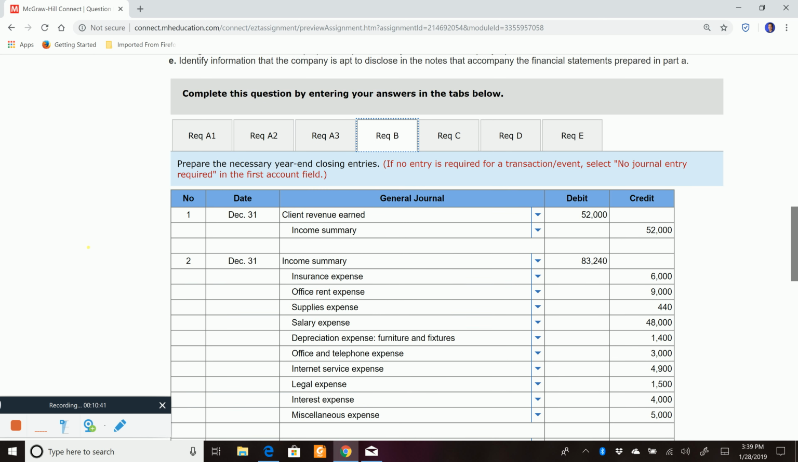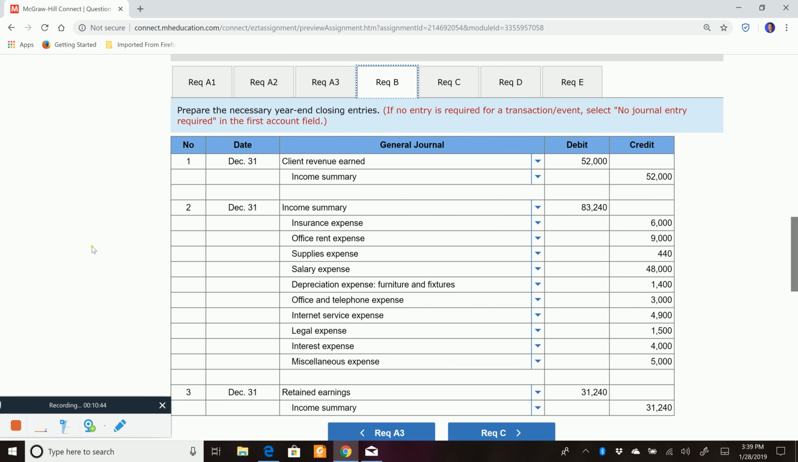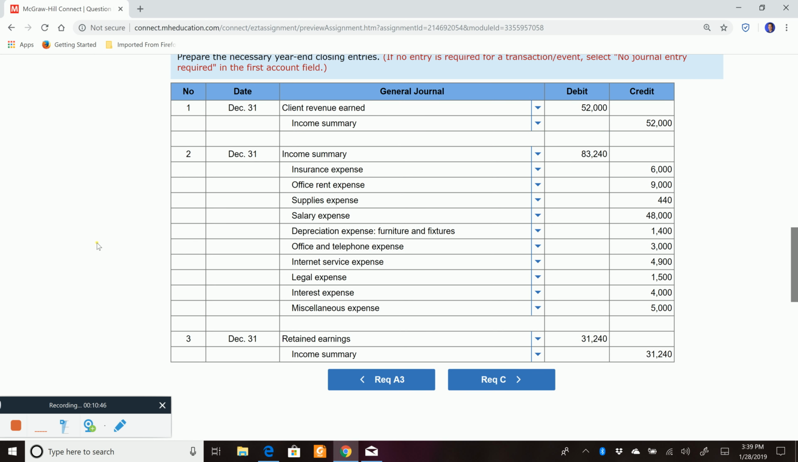Okay, after the financial statements are prepared, the next step in the accounting cycle, there's two more steps in the accounting cycle after we prepare financial statements. And those last two steps are, number one, prepare closing entries, and then number two, prepare an after closing or post-closing trial balance.